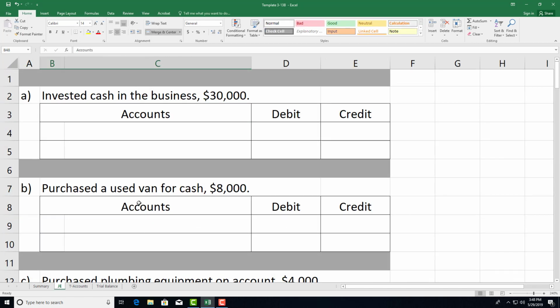Now we're going to work on the journal entries. And remember, this is one system, and so everything should be consistent. You can use the T accounts to help you think about the journal entries, but I want you to be in the habit of doing the journal entries first. Transaction A says invested cash in the business, $30,000. Remember, we're always looking at things from the viewpoint of the business, not from the viewpoint of the investor. So the two accounts involved, cash and capital.